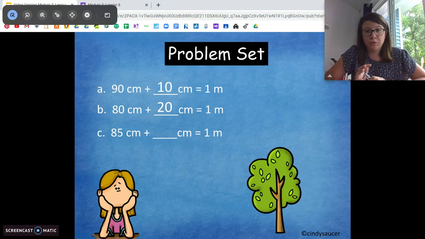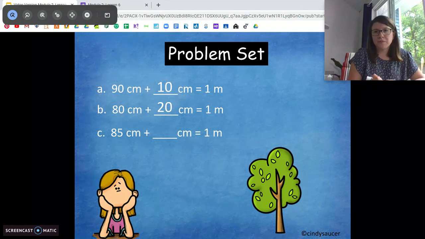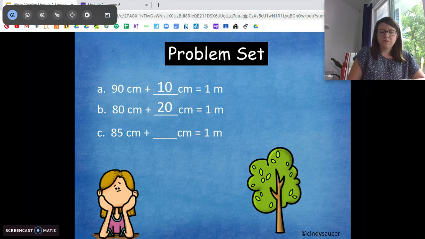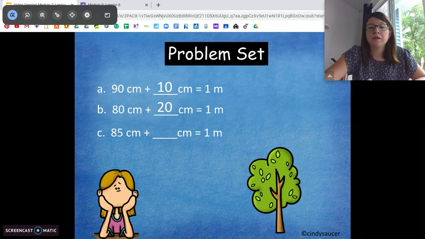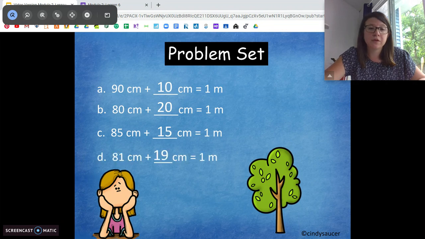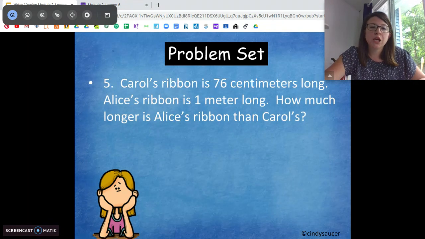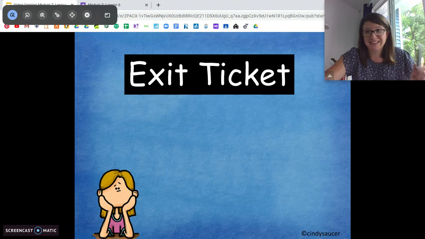85 centimeters to a meter. For this one, I'm going to do a number sentence. You solve it how you want to solve it, though. What are you thinking? Yeah, good. 5 less than the last one, so it's going to be 15. Good. We're going to skip that one for now because I want to show you my exit ticket.